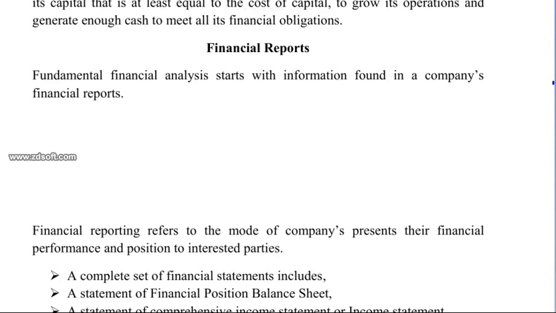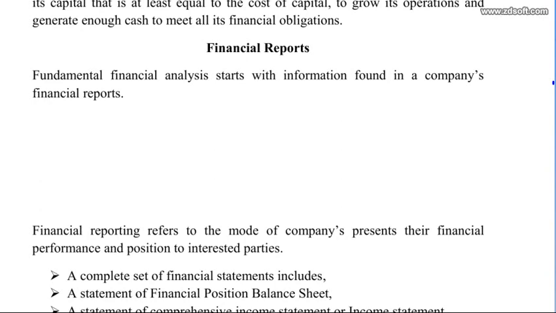Basically, analysis depends only on financial statements. We don't have any other information regarding the company. The company presents only financial statements and financial reports, and on the basis of the financial reports, we have to do the analysis. This analysis is called fundamental financial analysis. It starts with the information found only in the company's financial reports and financial statements.